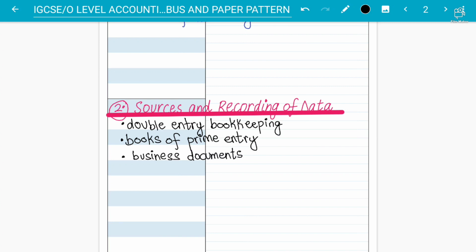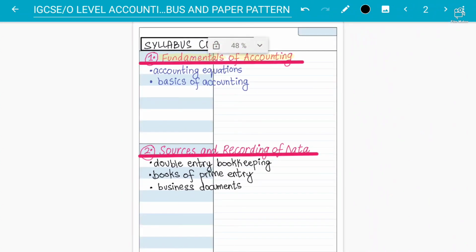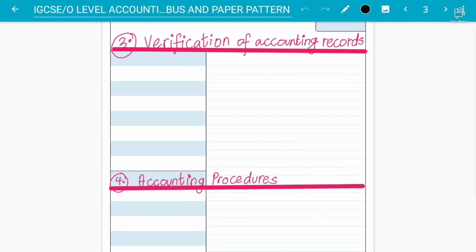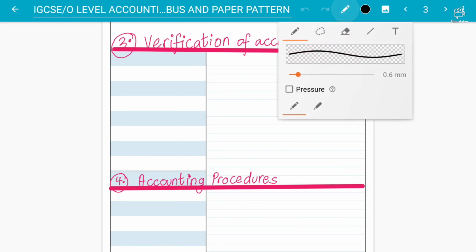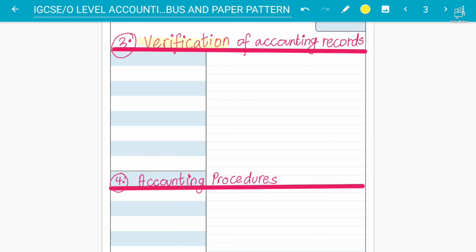So that is what we need to understand, that we have business documents, book of prime entries as well. For business documents, you only need to know the theory and the conceptual understanding of them. These are the main sections or main headings in the sources and recording of data, which is section number 2. If we move on, section number 3 talks about the verification of the accounting records. This is the main content that we start from here.